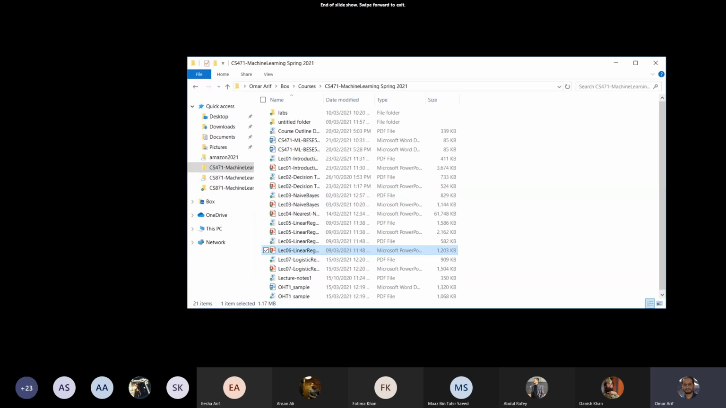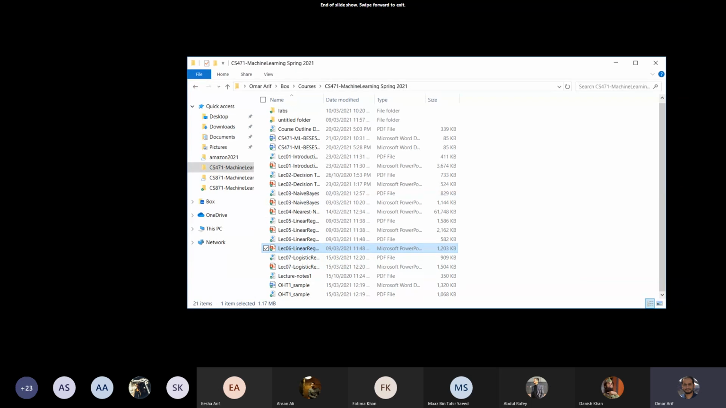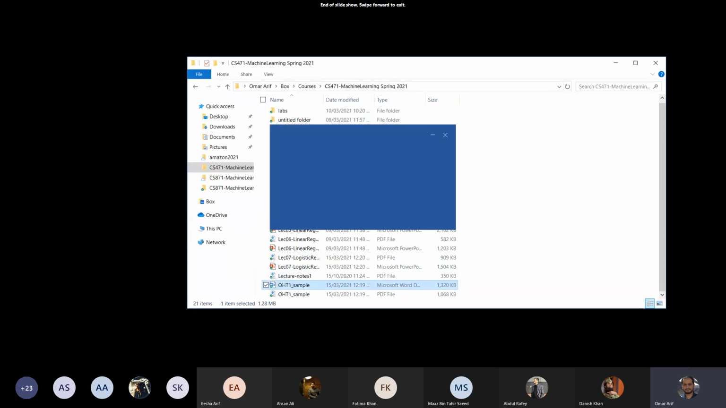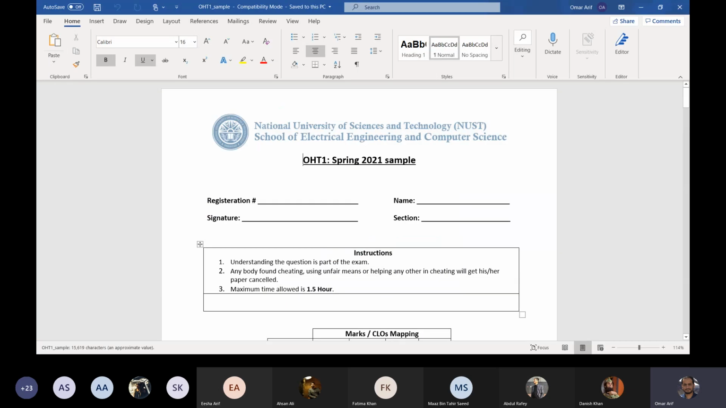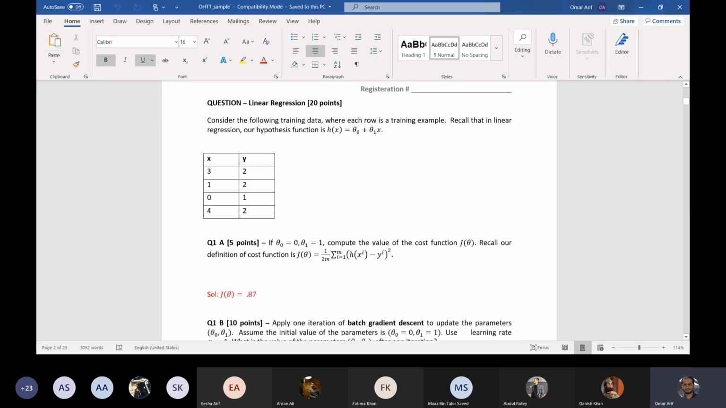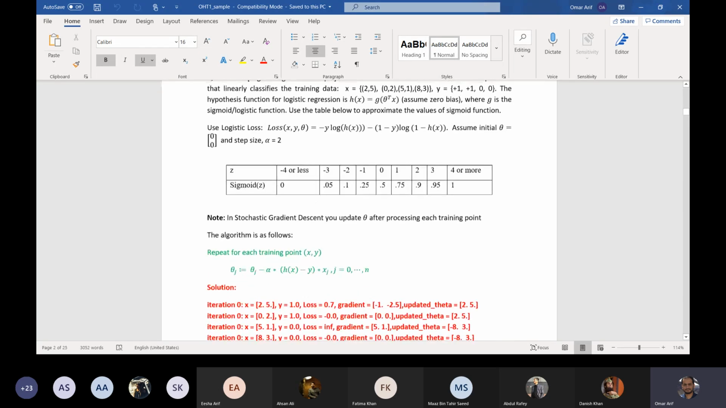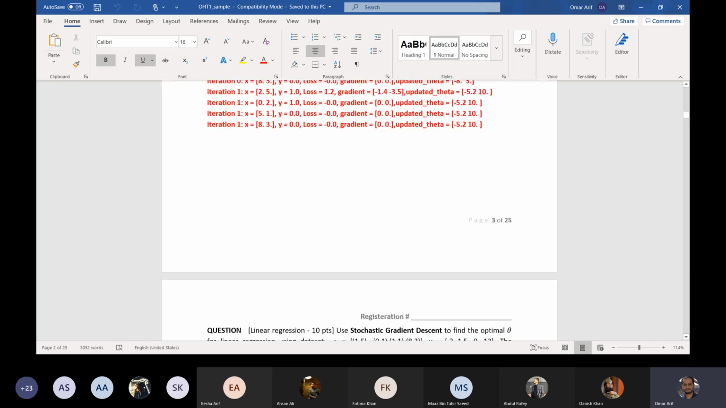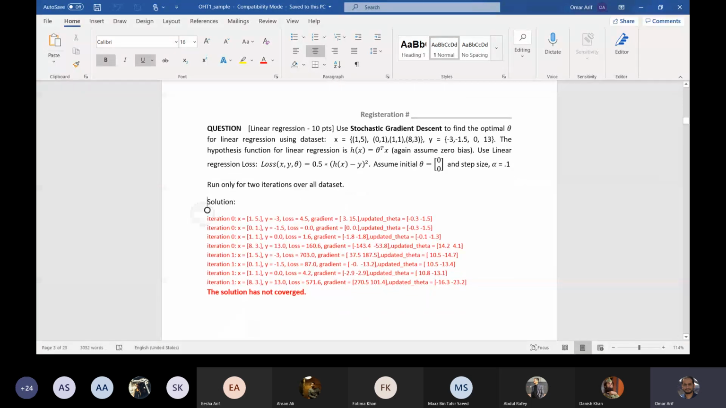So I have also uploaded this OHT1 sample, which contains a lot of, I mean, not a lot of, but some of the questions that you can expect in OHT1. Please do that. The solution is also there, but do the question yourself first and then look at the solution. What we're going to do today is to go through one of the questions related to the regression problem.